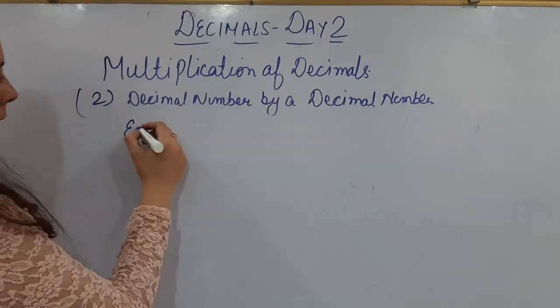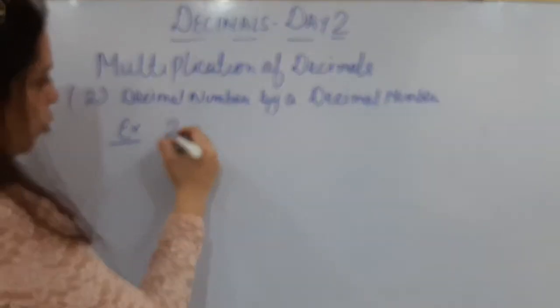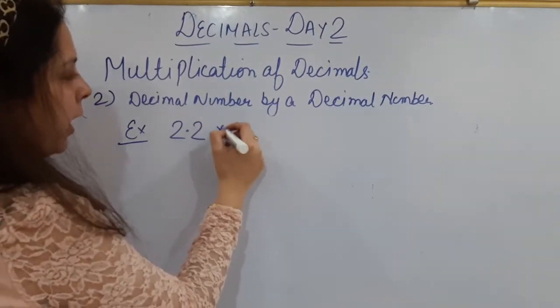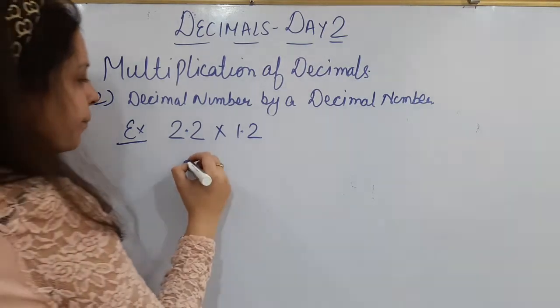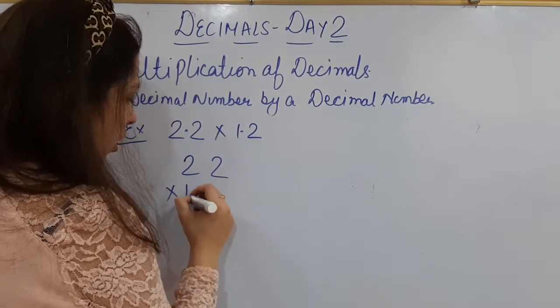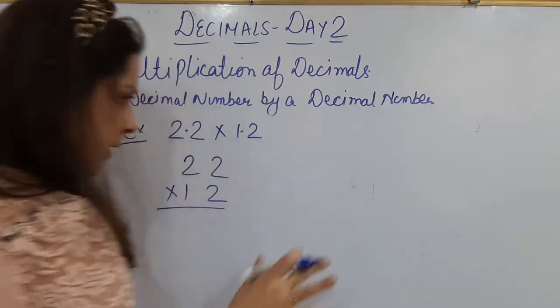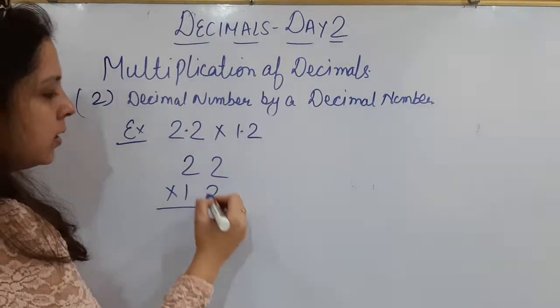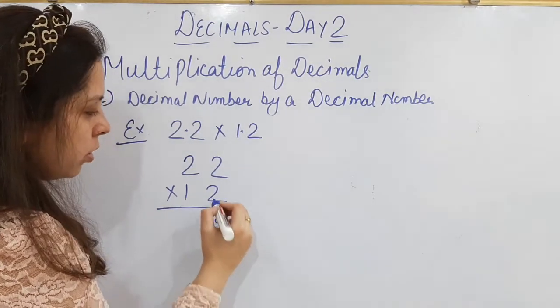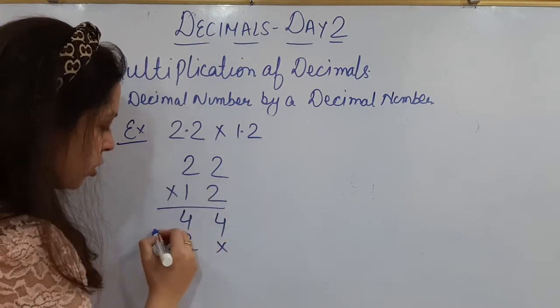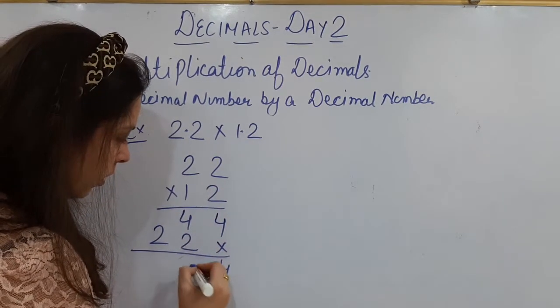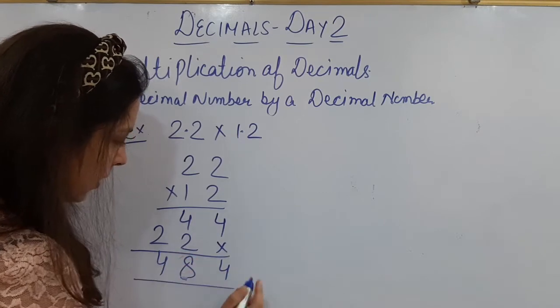Let's consider an example. Suppose it is 2.2 and you have to multiply it by 1.2. So write in columns, then ignore the decimal point. Now, see, 2 times 2 is 4, 2 times 2 is 4. 1 times 2 is 2, 1 times 2 is 2. So 484 is the answer.